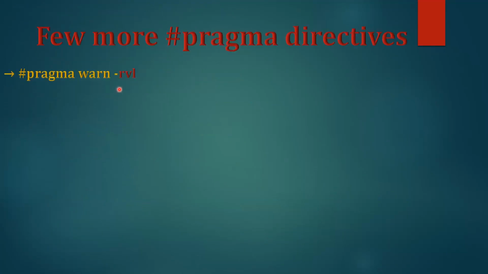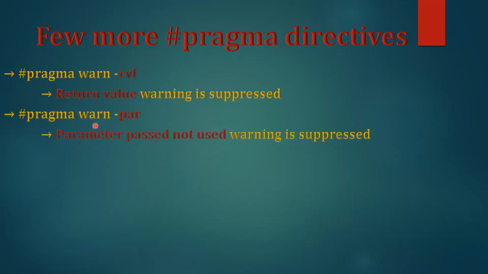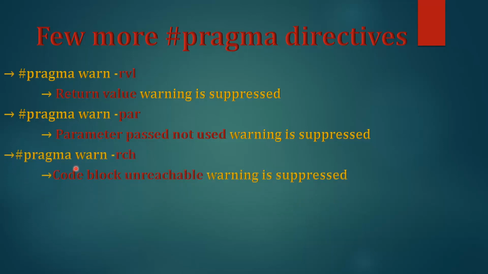Pragma warn RVL. This pragma is used to suppress the warning of return value. Another one is pragma warn PAR. It suppresses a warning saying parameter passed not used. Another one, pragma warn RCH. This is used to suppress the code block unreachable warning.